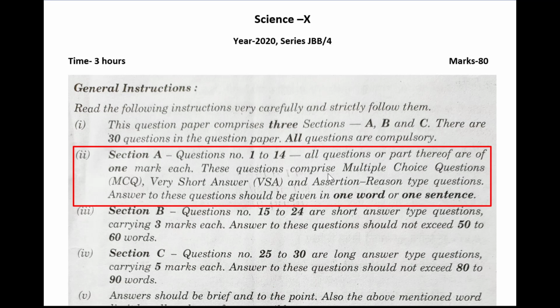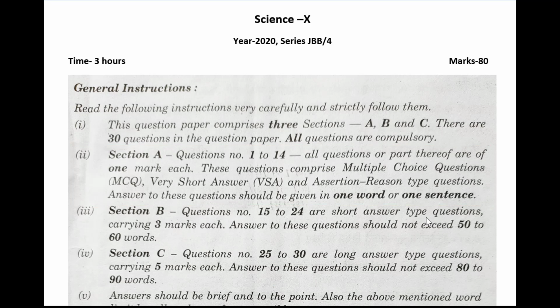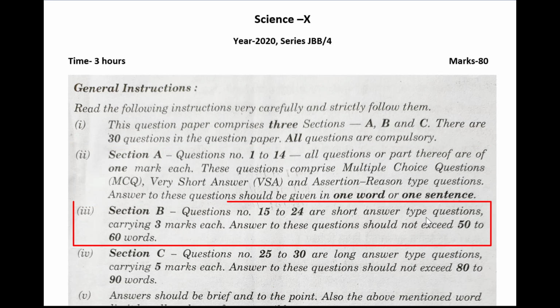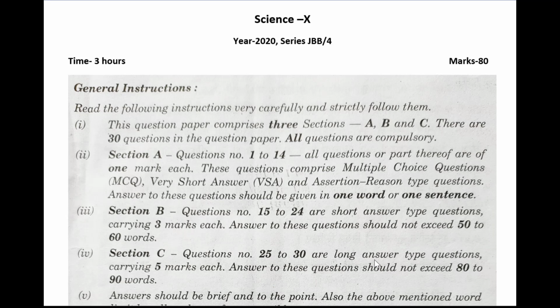These questions comprise multiple choice questions, MCQs, that is very short questions, and assertion reason type questions. Answer to these questions should be given in 1 word or 1 sentence. Next, section B. Question number 15 to 24 are short answer type questions, carrying 3 marks each. Answer to these questions should not exceed 50 to 60 words.